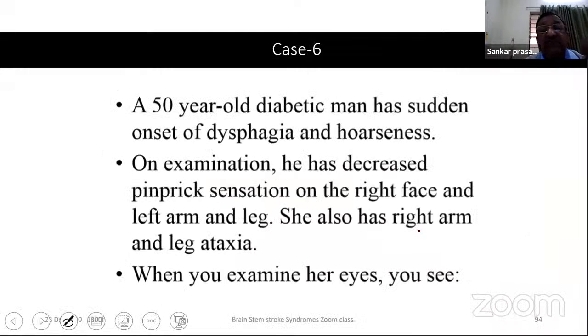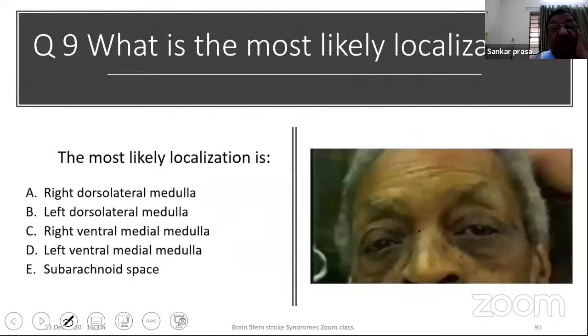Let's see, a 50-year-old diabetic man, we have only two more cases, has sudden onset of dysphagia and hoarseness. On examination, he has decreased pinprick sensation on the right side of the face, left arm and leg. He also has right arm and leg ataxia. That means ipsilateral ataxia, contralateral sensory disturbances. And when you examine the eye, there is an elevation or hypertrophy of one eye, and that is the left eye. So where is the problem? Is it the right dorsolateral medulla, left dorsolateral medulla, right ventral medulla, left ventral medial medulla, or subarachnoid space?